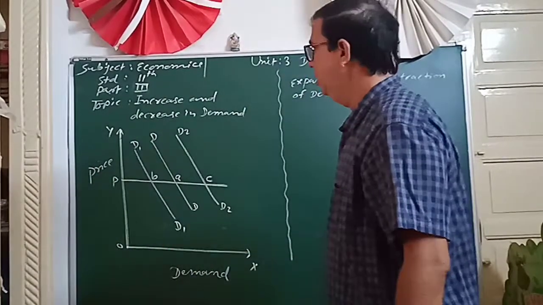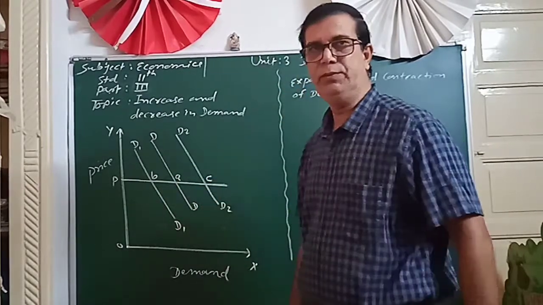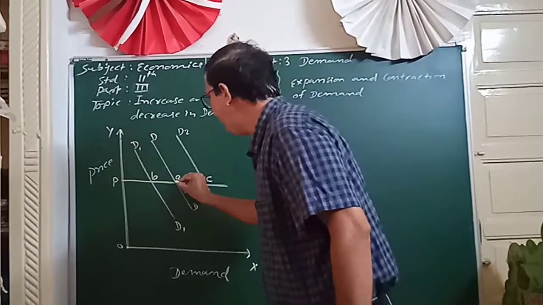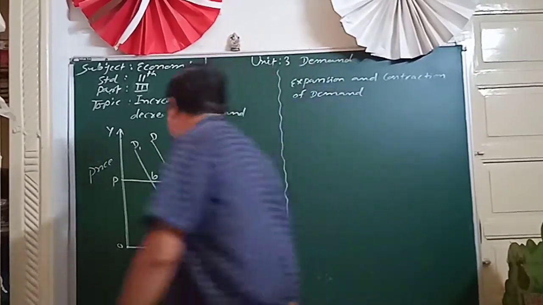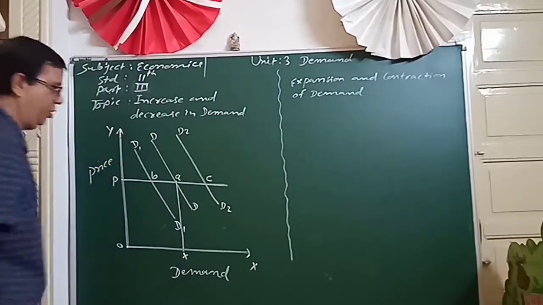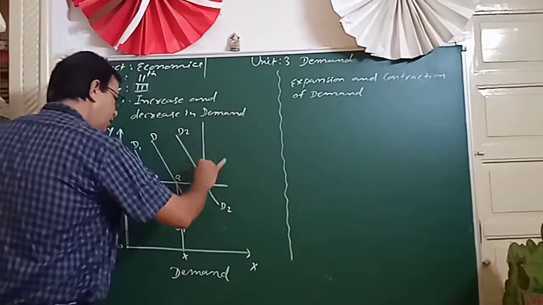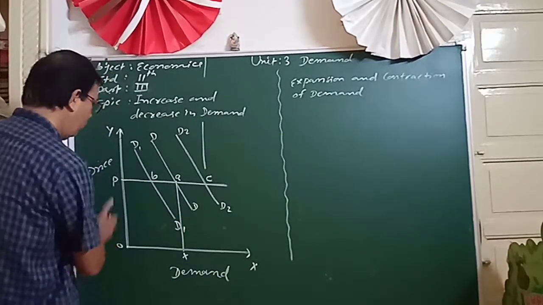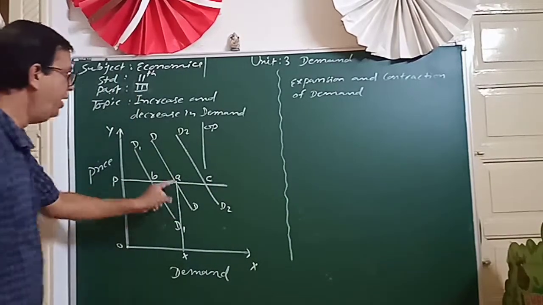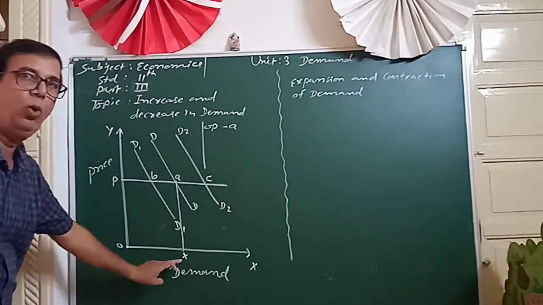So see here, start like this. DD is the original demand curve which intersects the price line at A. At that time, the demand is OX unit. Suppose here is the price OP, equilibrium point A, and at that time demand is OX unit.